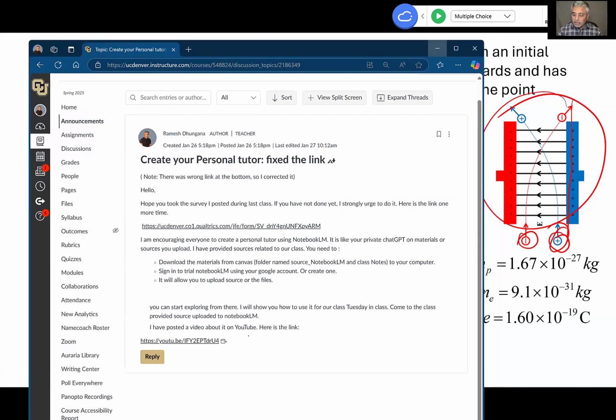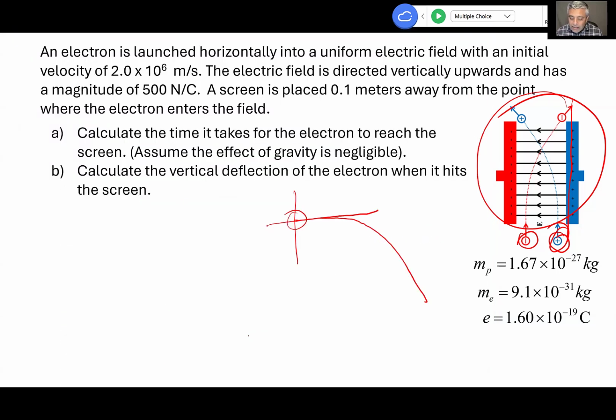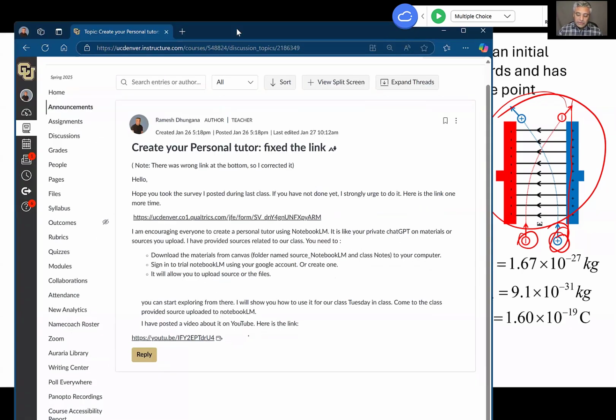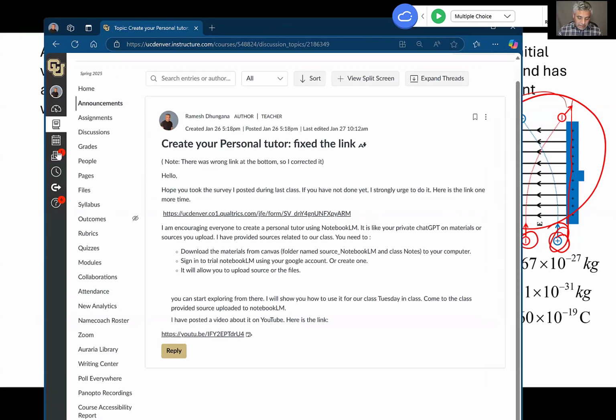So for example, let's say, where is Canvas? So where are the files? How many of you downloaded and let's say, looked at the NotebookLM?